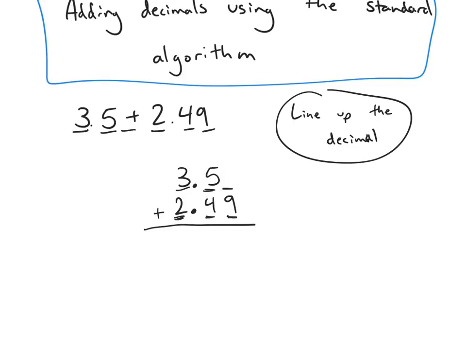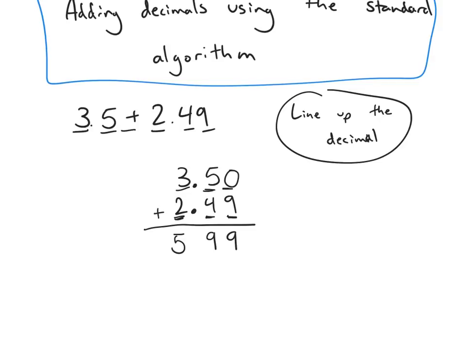Now in this problem we have 3 and 5/10, which does not have any hundredths in it. Whenever we have nothing trailing behind our final decimal digit, we can always add a 0 to it and it doesn't change the value of the number. So now that I have my place values lined up, I can simply add each of the place values and regroup as necessary. So 0 hundredths plus 9 hundredths equals 9 hundredths. 5 tenths plus 4 tenths equals 9 tenths. And 3 ones plus 2 ones equals 5 ones.